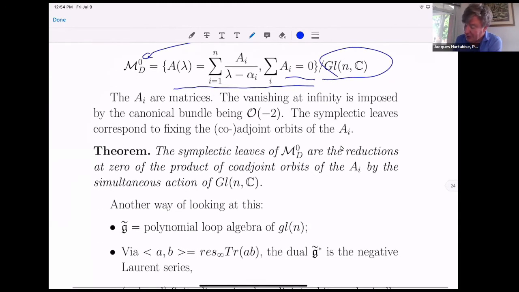And basically, you've got this link to some classical symplectic geometry, which is that the symplectic leaves are products of coadjoint orbits of the elements A_i, and it'll be a symplectic quotient. So here you're setting the moment map to 0, and then you're quotienting by the action of GL_n(C).